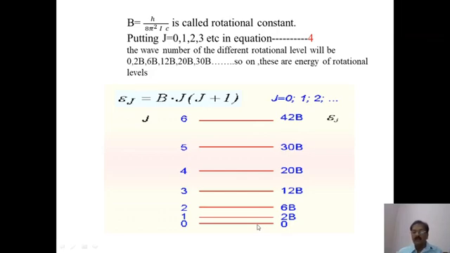Quantized means, whenever the molecule rotates from one energy level to another energy level, it has to absorb energy. From 2 to 4, that means it must possess 6B. Then from 2 to 3, the molecule must have the energy 12B. Like this, it is going to accept a fixed amount of energy to reach that energy level. Therefore, each and every energy level or rotational level is found to be quantized.